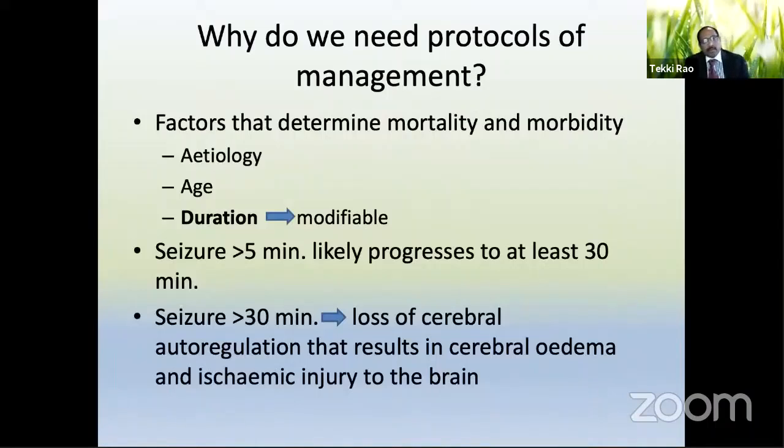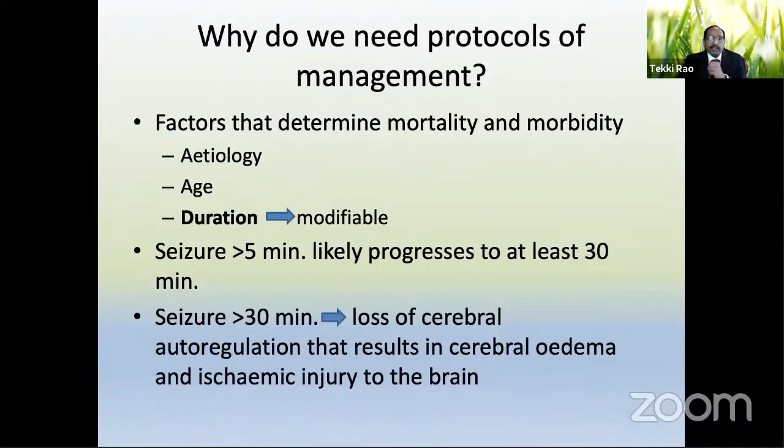So worldwide, there are some protocols. However, why do we need protocols for the management of convulsive status epilepticus? It is because of the factors that determine mortality and morbidity, of which etiology and age seem to be on top; duration is modifiable. We cannot perhaps change etiology and age of presentation, but the duration can be modified. So the quicker we act, the quicker we could achieve better results.